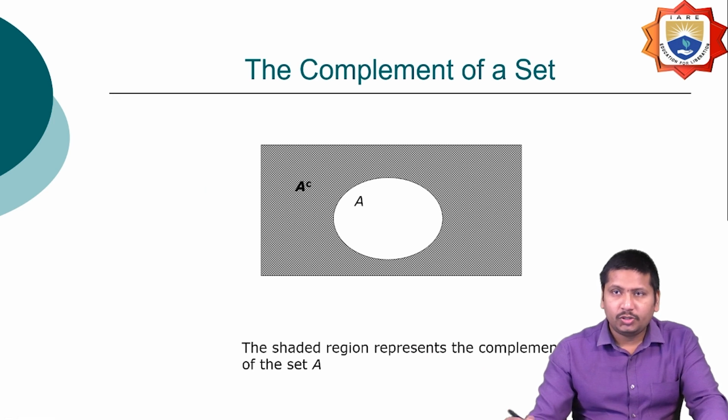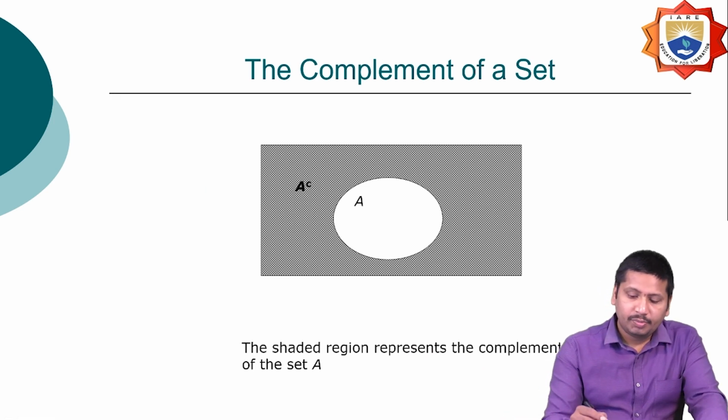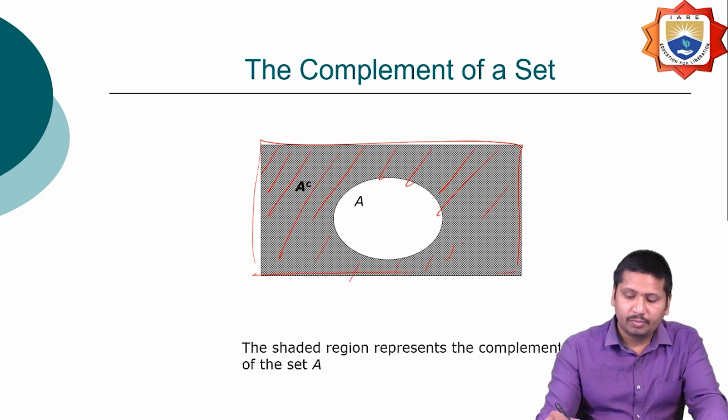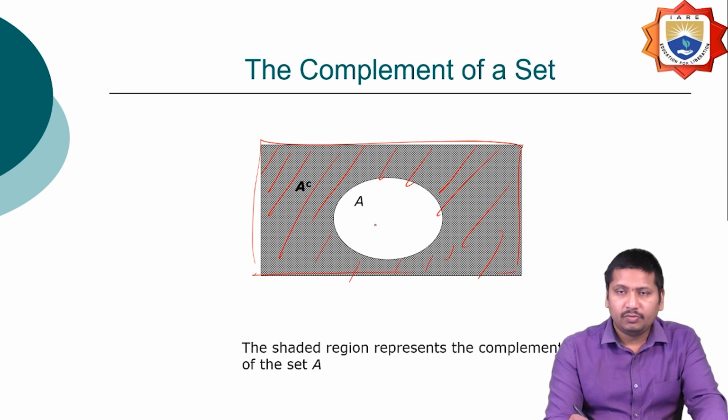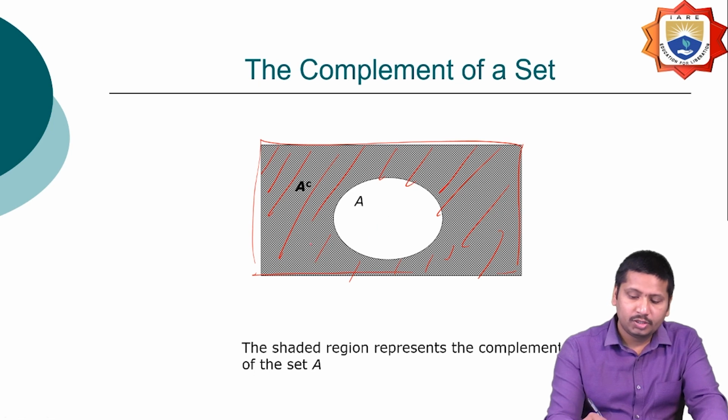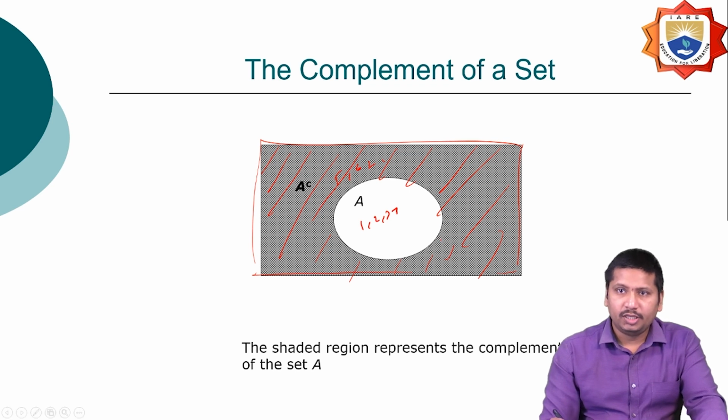Now the complement. What should be the complement of the set? If I consider this rectangle region, the complement means the region that lies outside of it. That means the elements are not at all present in this region. Okay, so this should be the A complement. No element of A is going to come into this region. So all the elements rest of that should be the complement of set A. The shaded region represents the complement of the set.